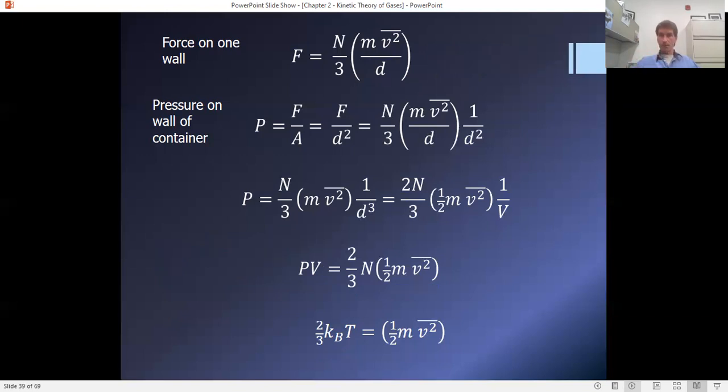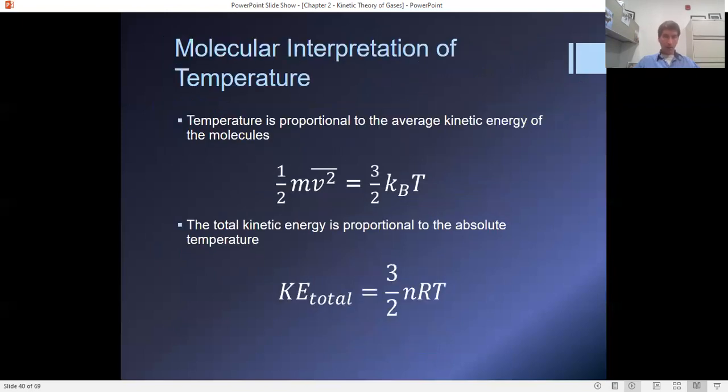This shows two very important things. One, we've pretty much arrived at PV equals NkBT. If you're more comfortable, you can make the substitution for moles and write PV equals nRT. That's fine if you want to do that. But the other thing we see, for the first time, is a relationship between temperature and the average kinetic energy. The average kinetic energy is equal to 3/2 kBT.